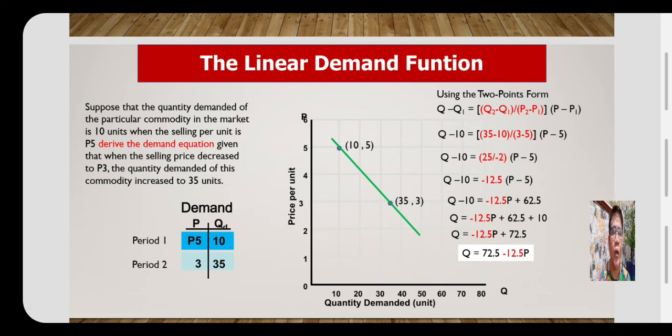So by connecting these 2 points, we can derive the straight line, and the equation of the straight line is what we are going to find out. Since there are 2 points given on the Cartesian plane, we will be making use of the 2 points form. And again, the formula for the 2 points form is Q minus Q1 equals the quantity Q2 minus Q1 divided by the quantity P2 minus P1, times the quantity P minus P1.